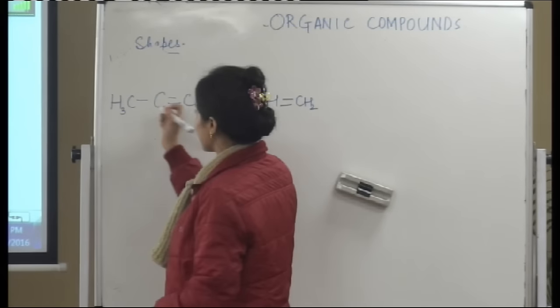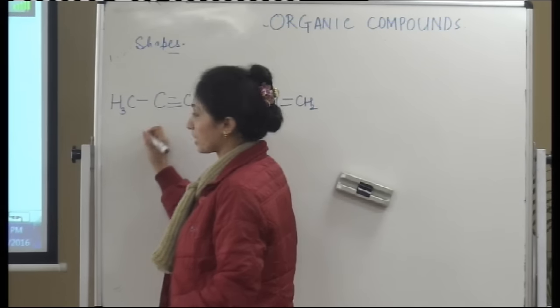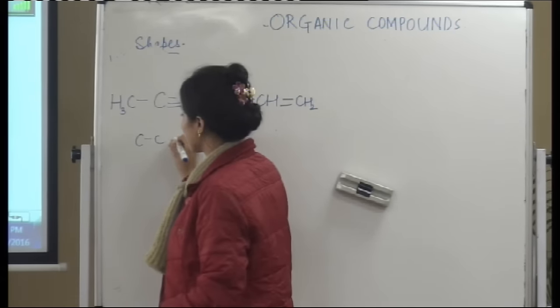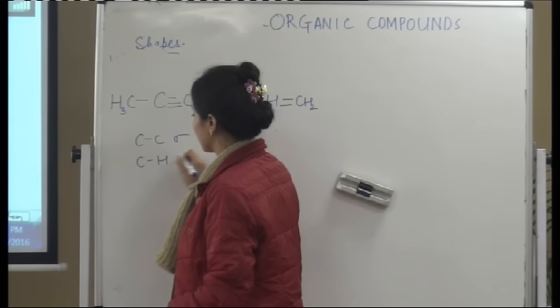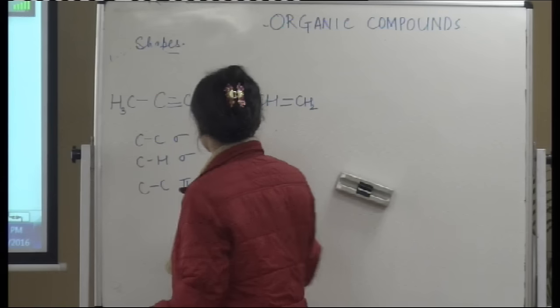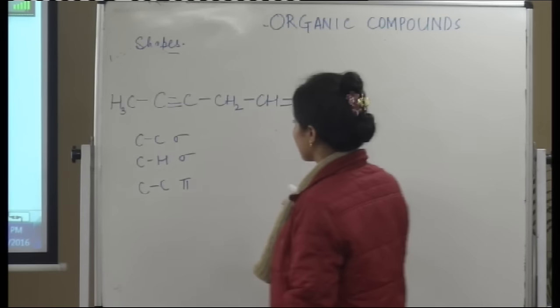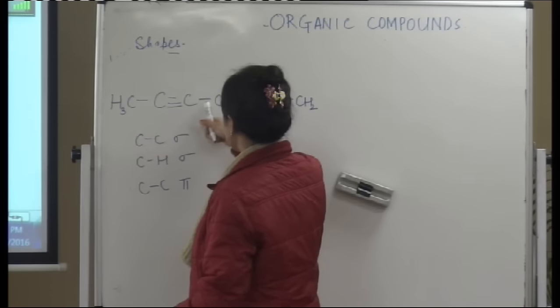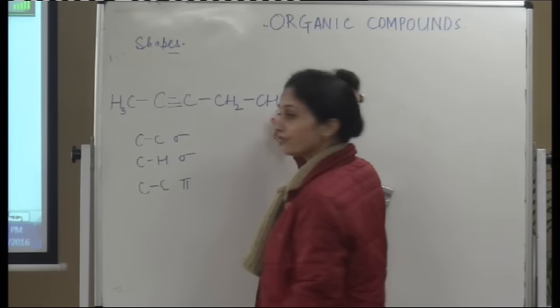See, calculate the number of CC first, because sometimes you have CC sigma bonds, you will have CH sigma bonds, and you will have CC pi bonds. That's all, right? For CC sigma bonds, how many? 1, 2, 3, 4, 5. 5.